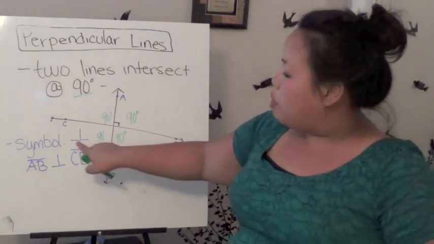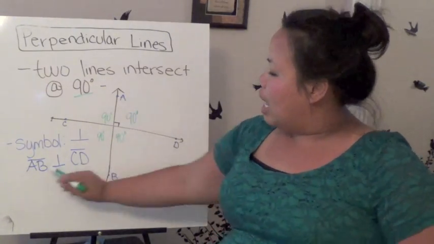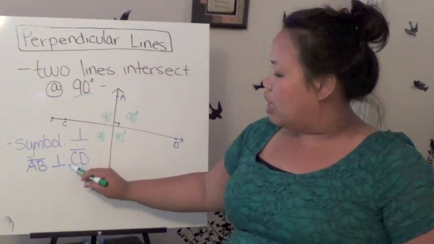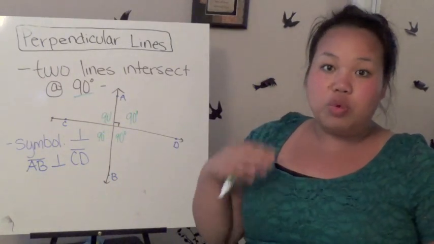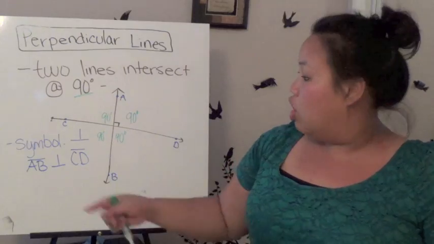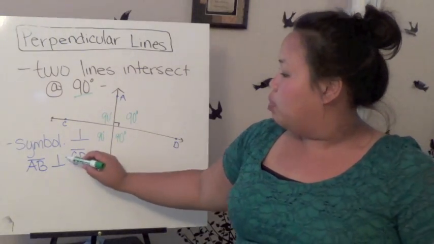Okay? The sign for perpendicular is this. So line AB is perpendicular, that's the symbol for it, CD. So if I want to show that two lines are perpendicular, when your book wants to show you the two lines are perpendicular, you would put this symbol right here.